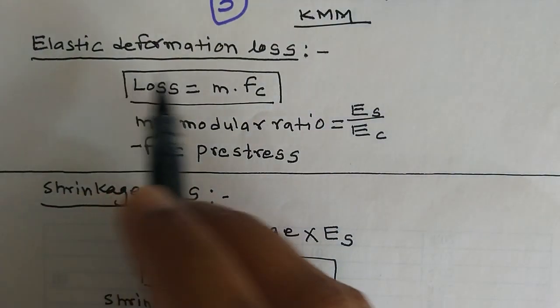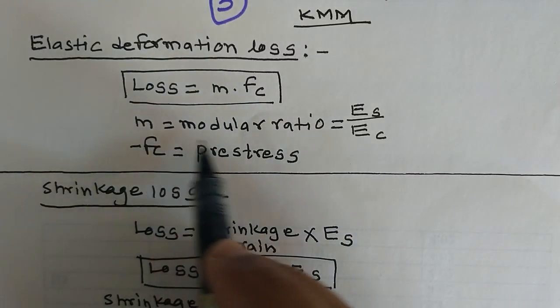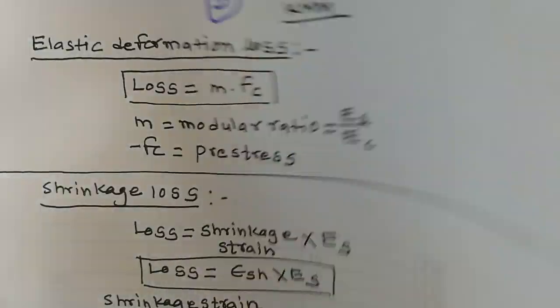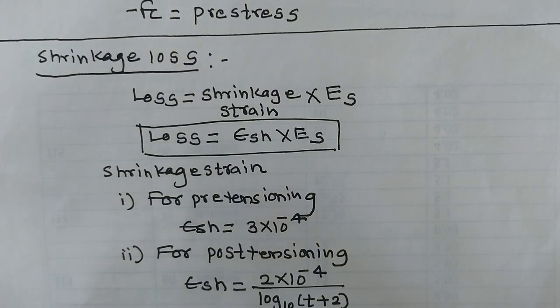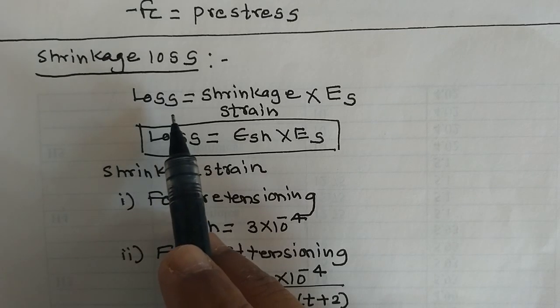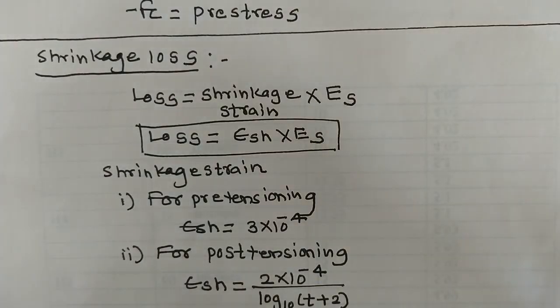Next is elastic deformation loss, which is equal to m into fc, where m is the modular ratio and fc is the pre-stress. Next is shrinkage loss. Shrinkage loss is calculated using this formula: loss is equal to shrinkage strain into Young's modulus of steel.